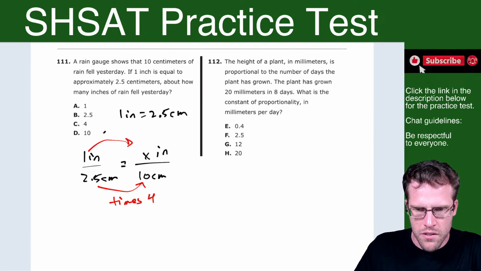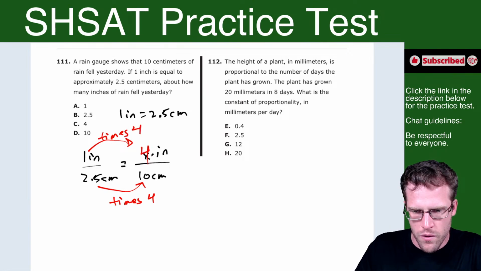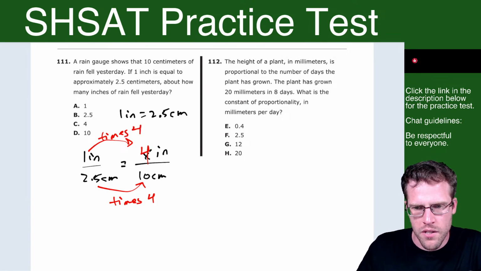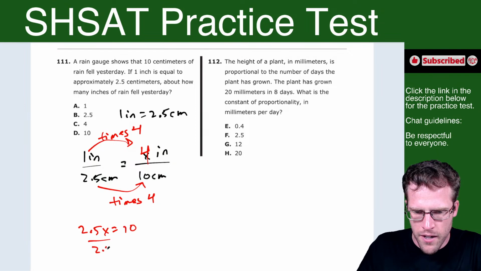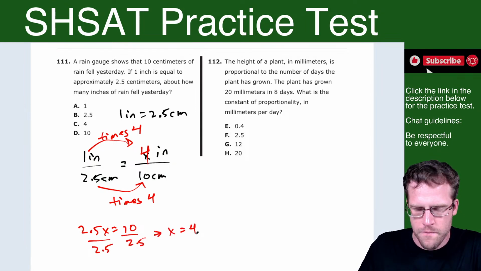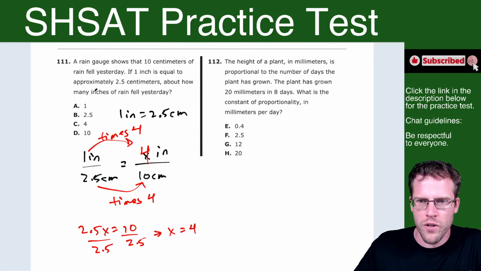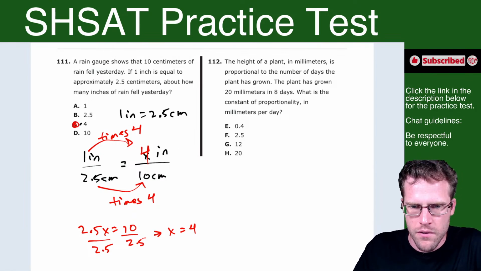Then if you do this times 4, 1 times 4 is 4. So I just know it's going to be this. Otherwise, you would just do 2.5 times X equals 1 times 10 is 10, and then divide by 2.5. Either way, you're going to get X equals 4. All right, so 4 inches of rain. Choice C.